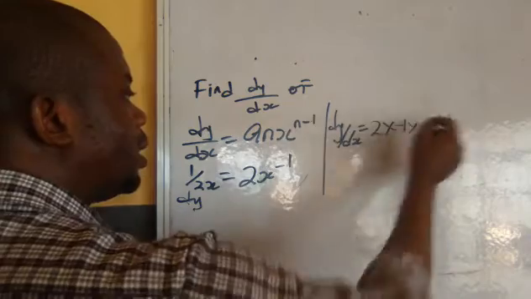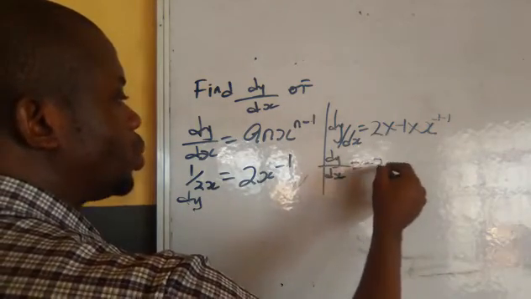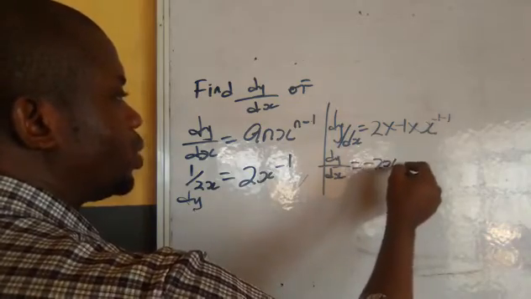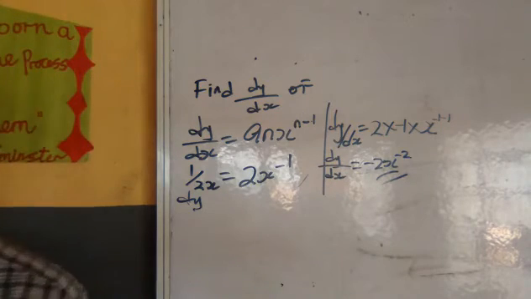Then I'll be having dy/dx equals 2 times minus 1, times x raised to the power minus 1 minus 1. That gives minus 2x raised to the power minus 2. Final answer.